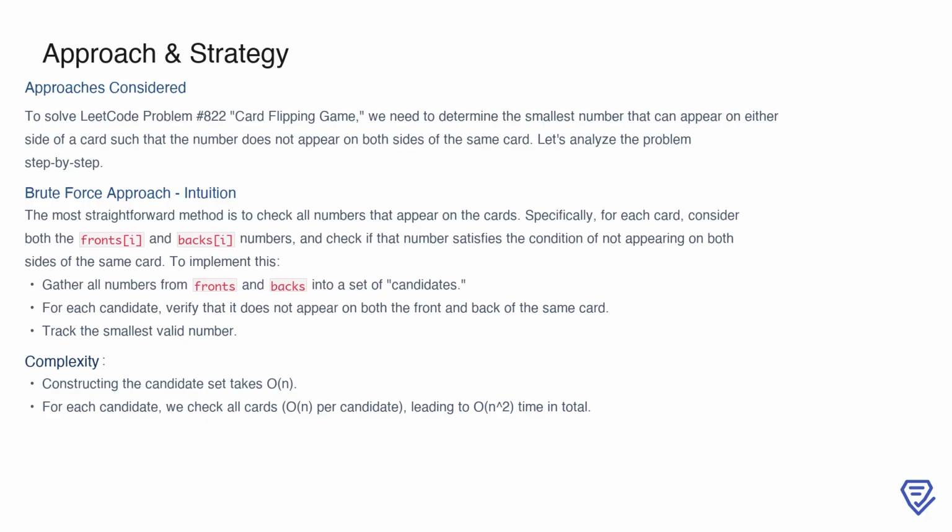To implement this, we first gather all numbers from both arrays into a set of candidates. Then, for each candidate, we check whether it is valid by iterating through all the cards. Finally, we track the smallest valid candidate. While this approach is conceptually simple, its time complexity is inefficient. Constructing the candidate set requires O(n), and verifying each candidate involves checking all cards, which means O(n squared) time in total for large inputs.